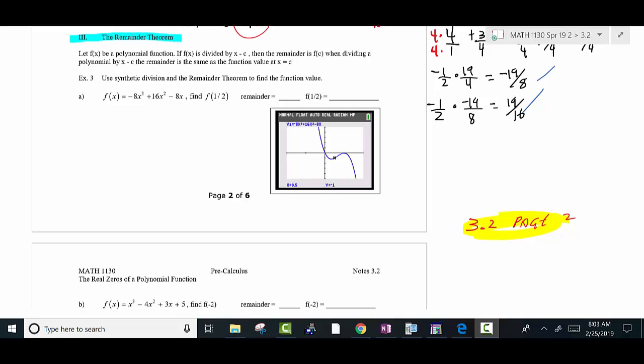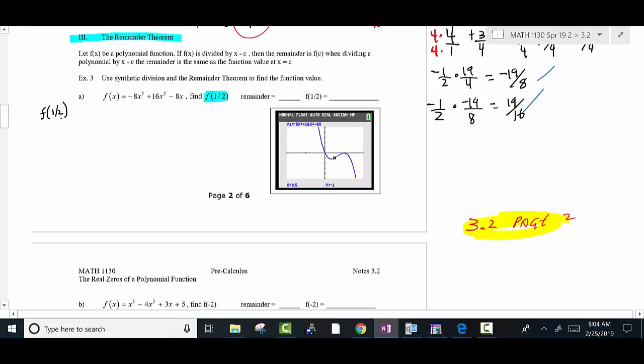What the remainder theorem basically is, if you have a function, and we're just dealing with polynomial functions, and you want to evaluate the function, or in this case find what f of 1/2 is, there are two ways to do it. I'm going to show you two ways, and I'm going to have you write down both. First of all, let's do the way we're used to doing. Let's just plug it in, and let me show you what happens.